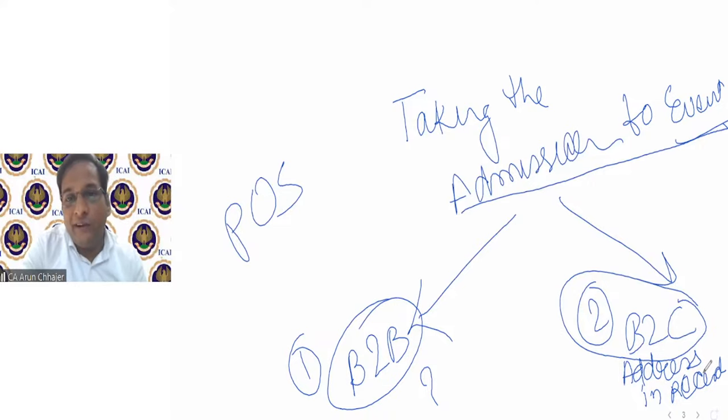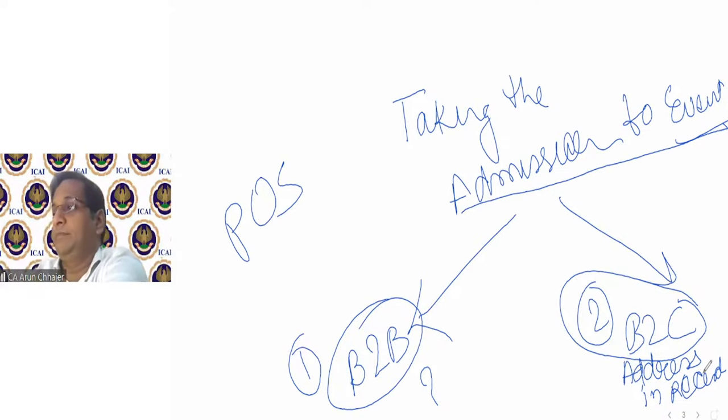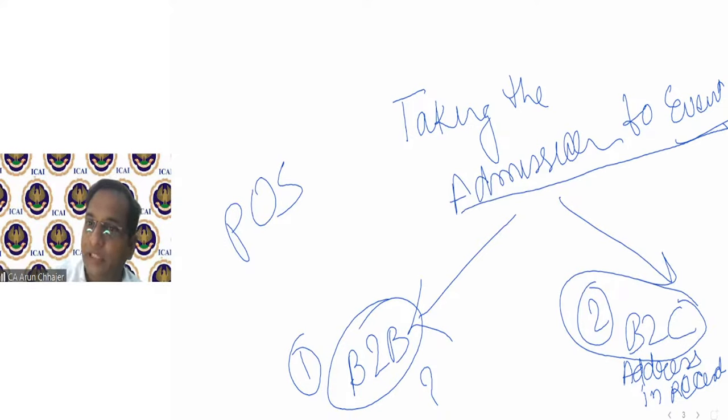If the transaction is taking the admission to the event, what would be the place of the supply if the recipient is B2B, and what would it be if it is B2C?